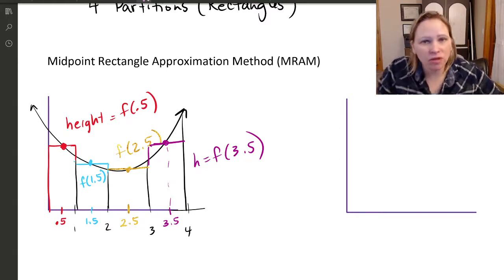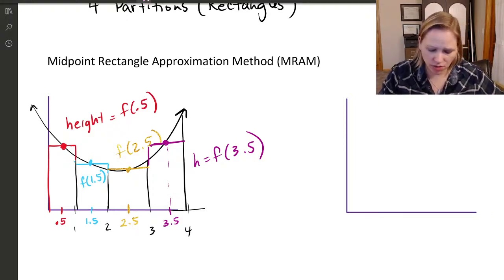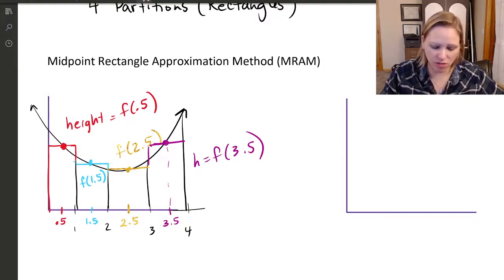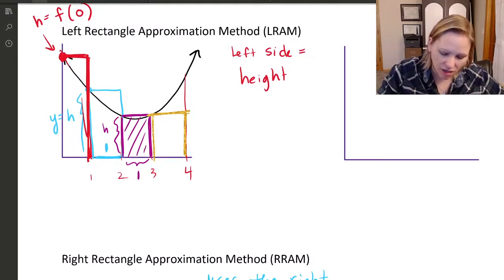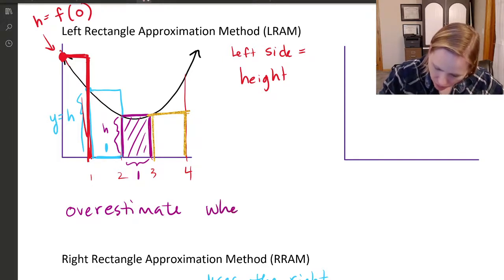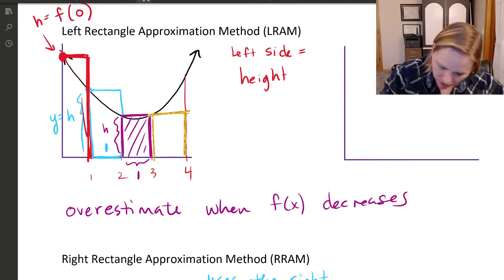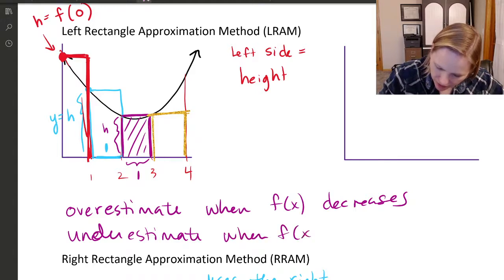But really, it depends on whether the function is increasing or decreasing. And I never remember how to say whether it's going to be an overestimate or an underestimate. And MRAM deals with concavity. And we'll talk a little bit more about that as we move forward. But here, LRAM will always be too high, will always overestimate when that function is decreasing. It's an underestimate when f of x increases.